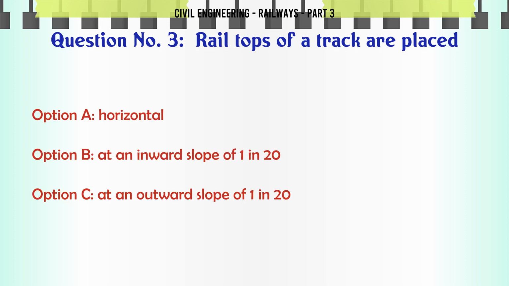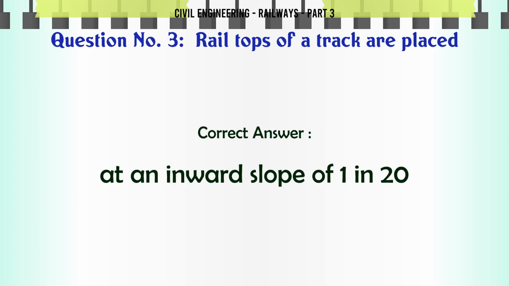Rail tops of a track are placed A, horizontal, B, at an inward slope of 1 in 20, C, at an outward slope of 1 in 20, D, at an outward slope of 1 in 30. The correct answer is at an inward slope of 1 in 20.